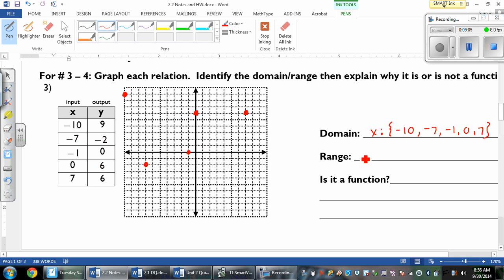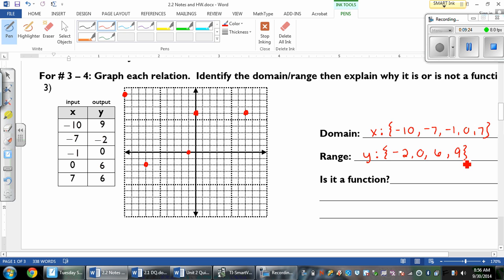I'm going to write my range. Range is my y value, so I'm going to start with y colon. Okay. List them in increasing order with no repeat. So my smallest number is negative 2. Then I go to 0. I'm only going to write 6 once since there's no repeats. And then I'm going to go to 9.